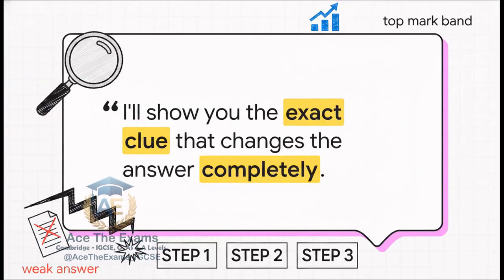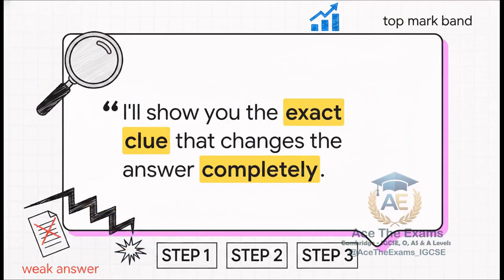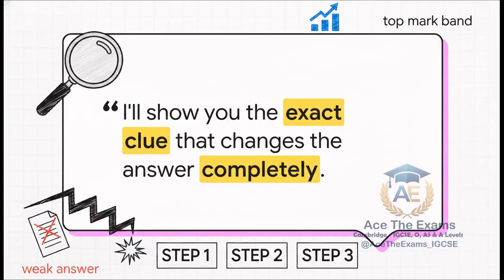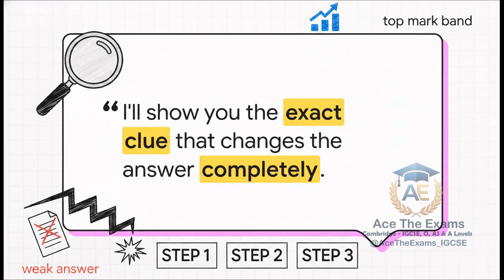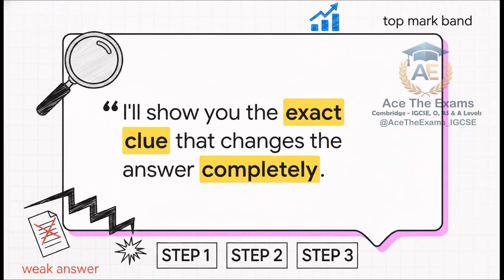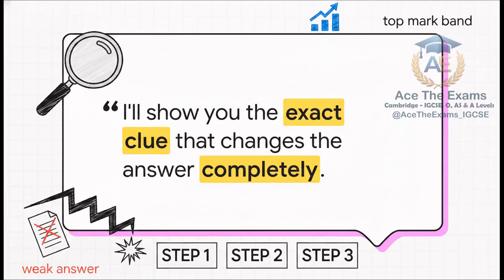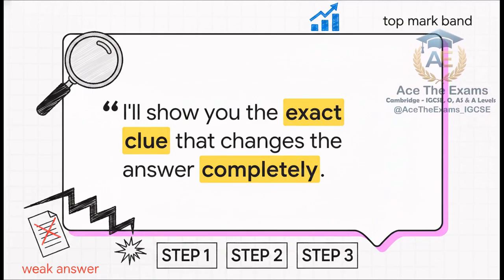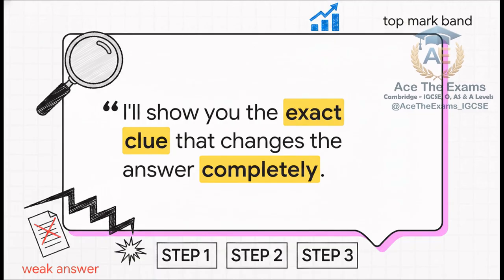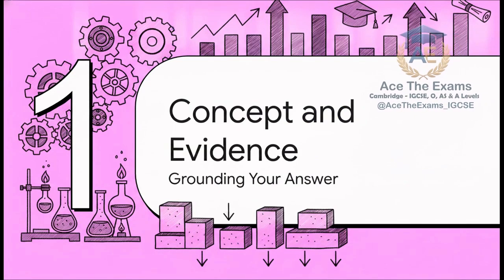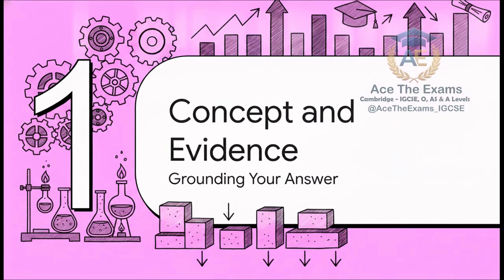In just a moment, I'll show you the exact examiner clue that flips a weak, vague answer into the top mark band completely. It's a phrase they hunt for every single year. But first, you really need the framework that makes that clue completely obvious. Because look, if you skip steps 1 and 2 and just rush straight to the conclusion, that final clue won't save your grade. All right, let's dive into steps 1 and 2, concept and evidence, grounding your answer.